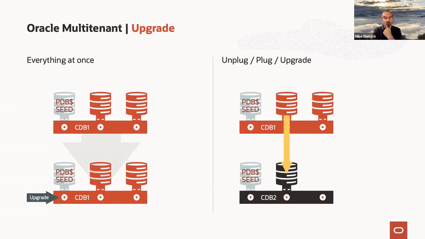When we do the left side, everything at once, we always upgrade the root container first, and then we upgrade the PDBs in groups. And here your compute power decides. On the right side, we upgrade only the PDB or the PDBs you unplugged and plugged.